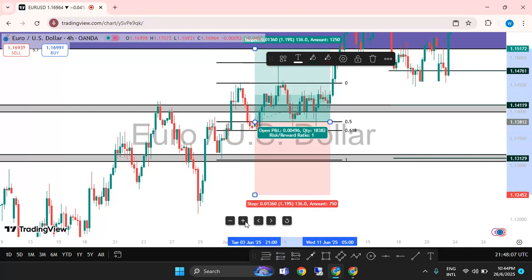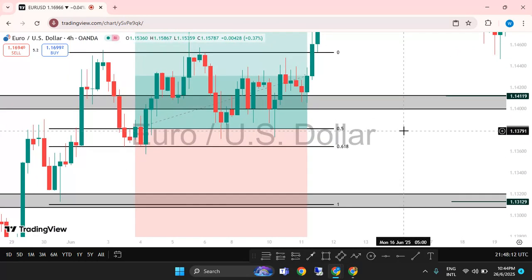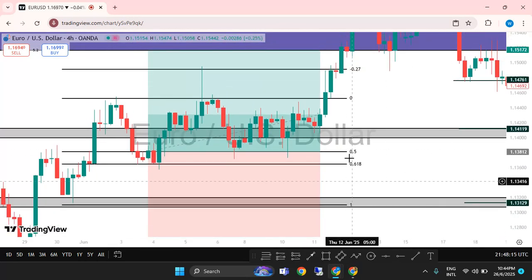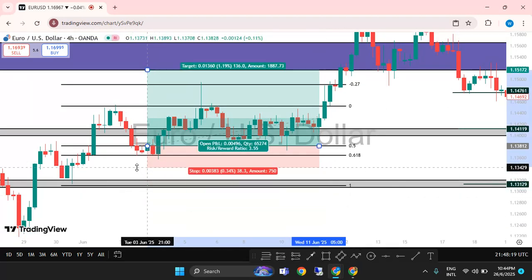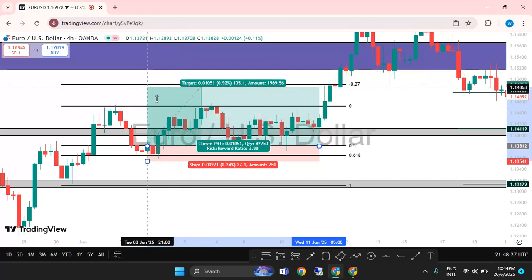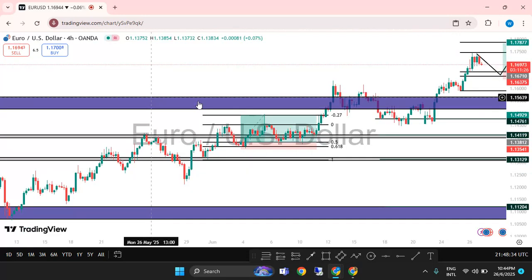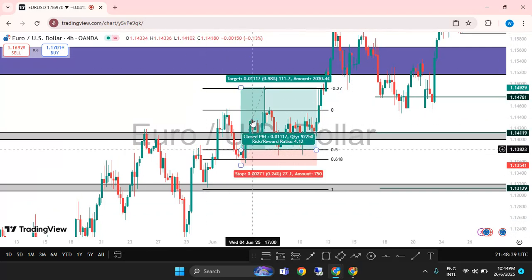Let me zoom in. So on this candlestick, that's why I'm going to take the trade. Stop loss will be below here, somewhere about here. TP1 was smashed, and TP2 was also smashed before the market started to consolidate to the downside. Look at this, TP1 was smashed, TP2 was smashed, and the market started consolidating.